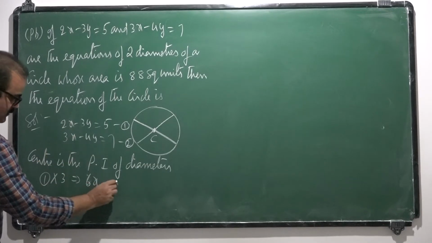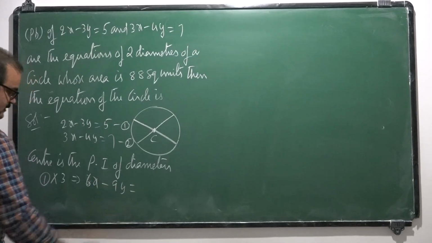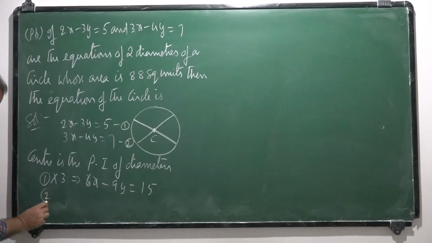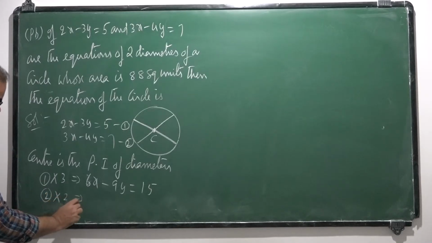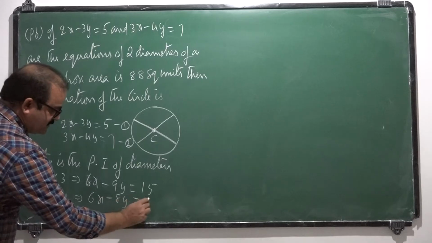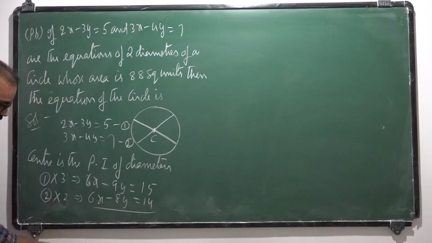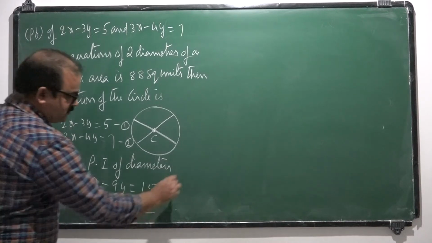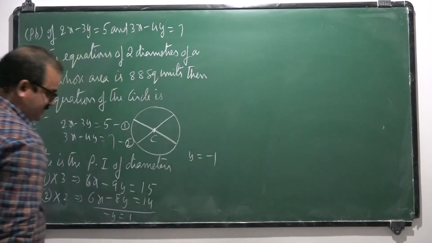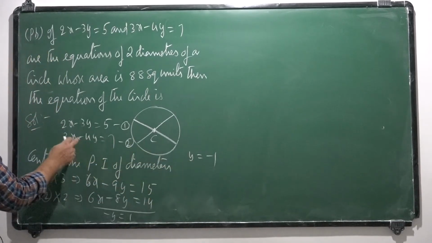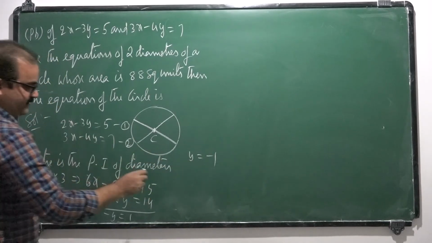x minus 9y is equal to 15, equation 2 with 6x minus 8y is equal to 4. On subtracting, minus y is equal to 1. So y is equal to minus 1. Substitute this value of y in any one of these two equations.